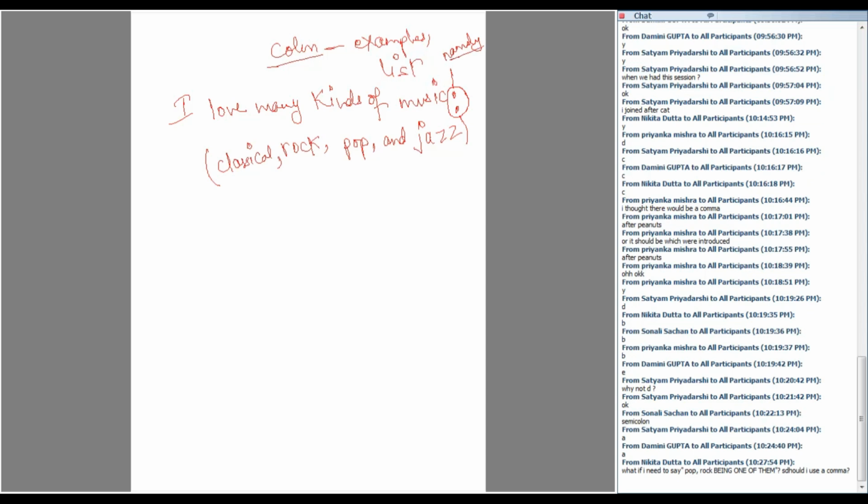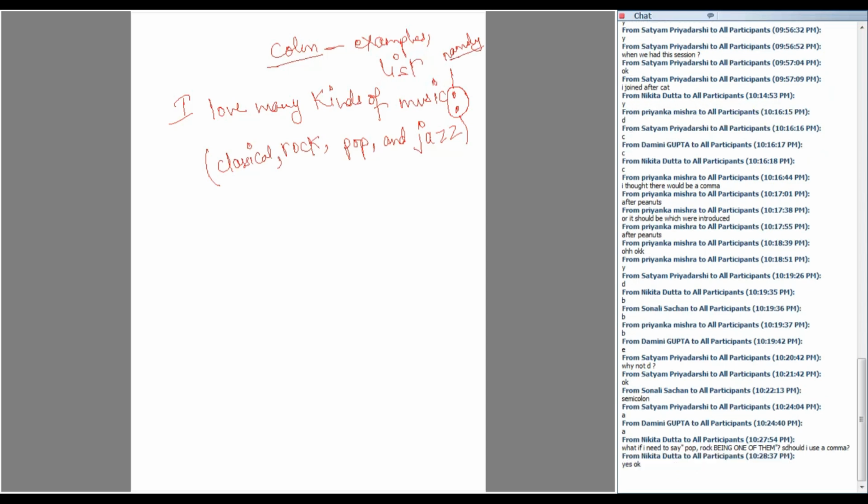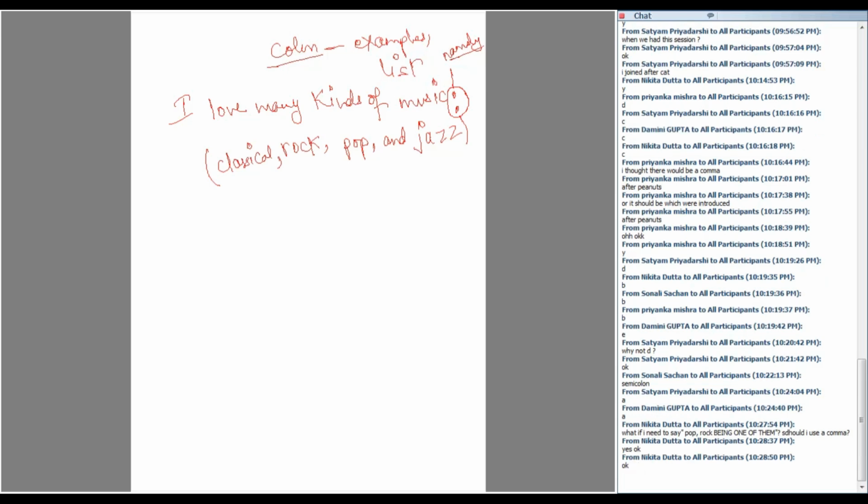Okay, pop and rock being one of them. Nikita, if you want to say pop and rock being one of them, then you cannot use a colon. I love many kinds of music, comma, pop and rock being one of them. How can you say pop and rock? Both cannot be one of them. Pop and rock being two of them. Yes, you will have to use a comma. I love many kinds of music, comma, pop and rock being two of them.